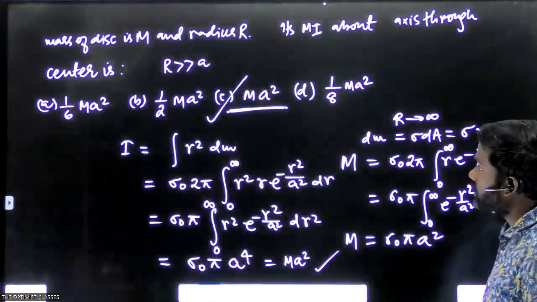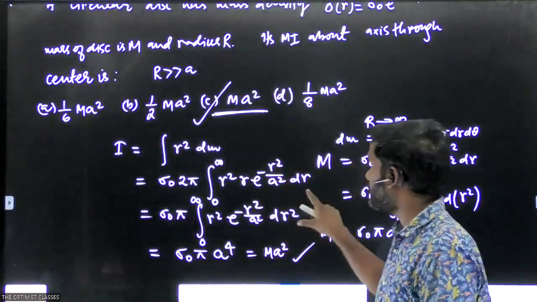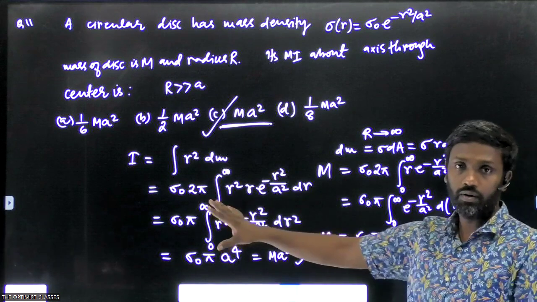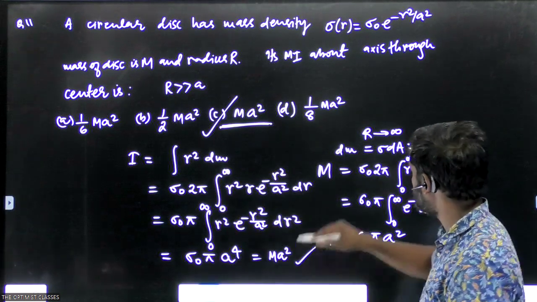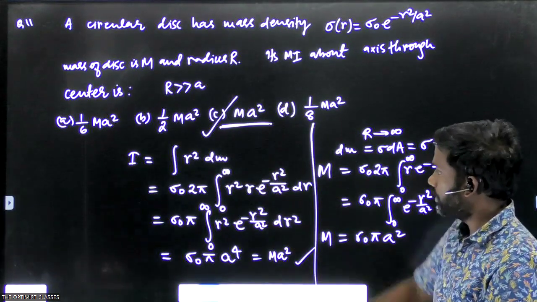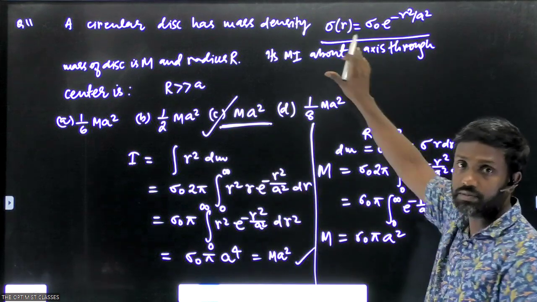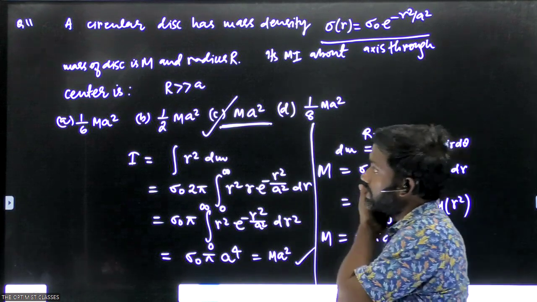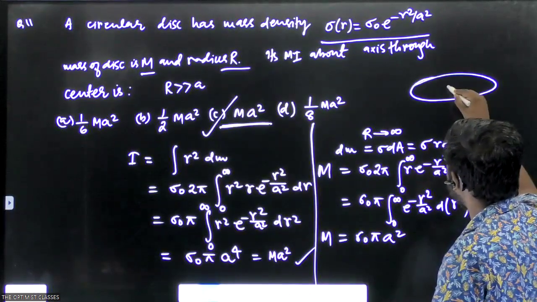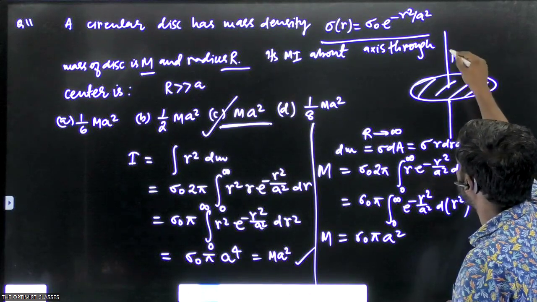Okay, next question. This is somewhat of a calculative question, but not too calculative. Whatever calculation is required has been done here. You can see first we have done this part, the mass calculation, and on this side the moment of inertia calculation has been done. So the question is, there is a circular disk with surface mass density equal to this much. Its mass is capital M and radius is capital R. This is a disk, and about this axis we have to calculate the moment of inertia.